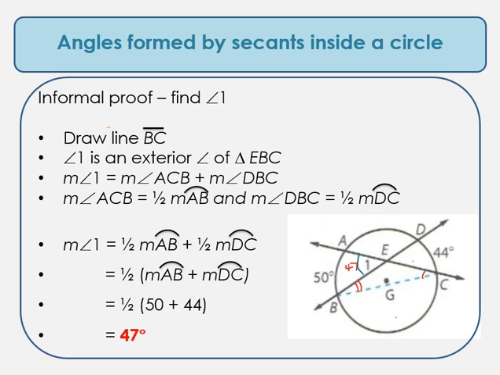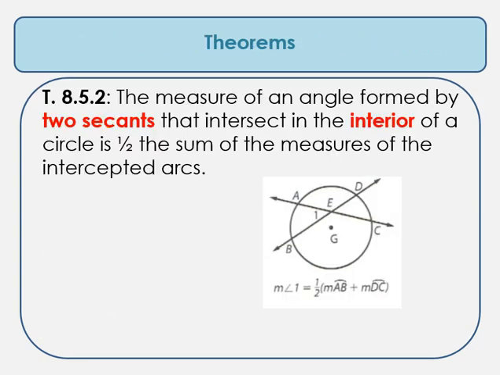So what I suggest you do is make a picture just like this, and on our next slide you'll see the theorem, and as we go through the theorem, go ahead and mark the drawing so that you can get a better idea of how this will work. So theorem 8.5.2, the measure of an angle formed by two secants, there's our secants AC and DB, that intersect in the interior of a circle is 1/2 the sum of the measures of the intercepted arcs. So angle 1 will be 1/2 of arc AB and 1/2 of DC. So that's much clearer than the actual theorem, but if you question how that can happen, the theorem is there for you to see how it works.